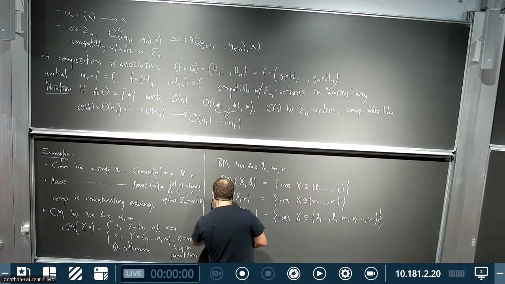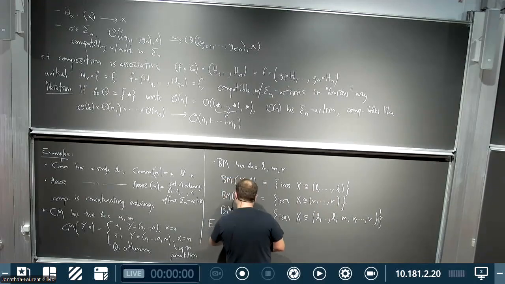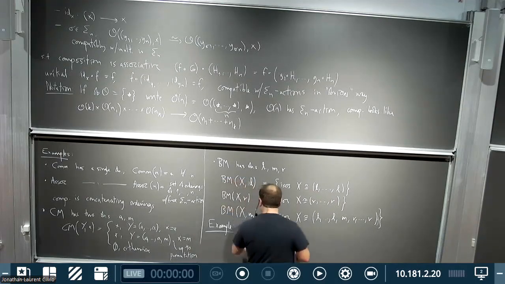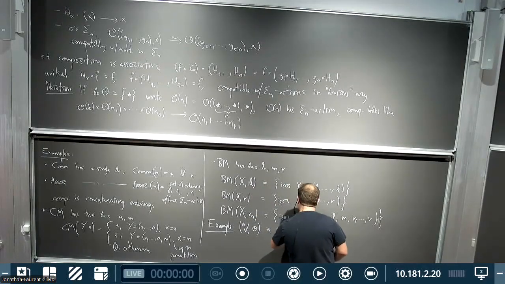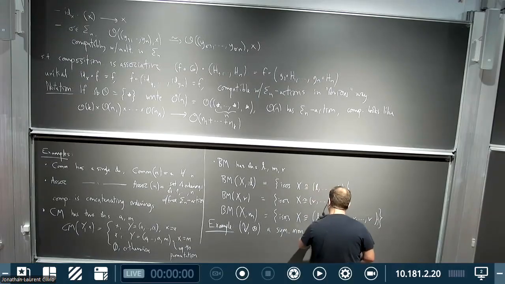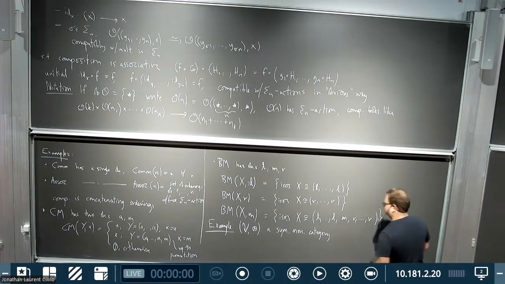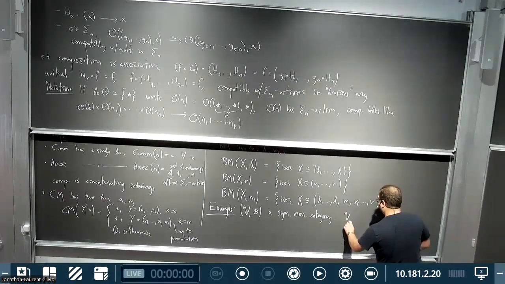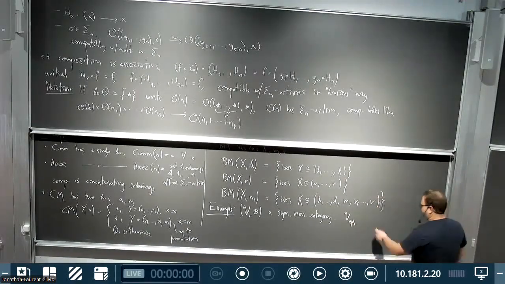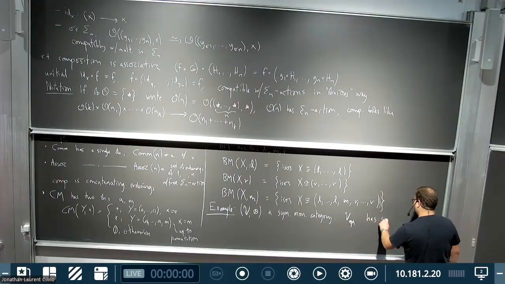Okay. Another kind of example: if I have a symmetric monoidal category, I can define an operad version of it. So the operad has the same objects.